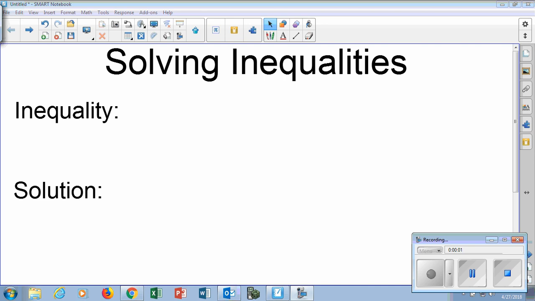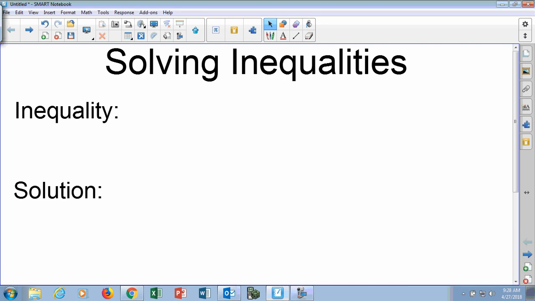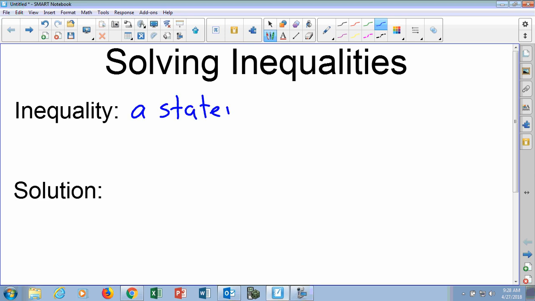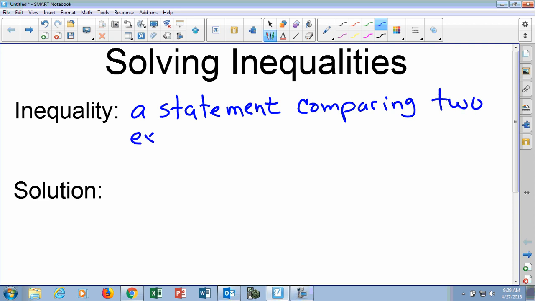All right, so today we start solving inequalities. Okay? An inequality is a statement comparing two expressions. And you have some examples. So for example, you could have something that says like y is greater than 2.